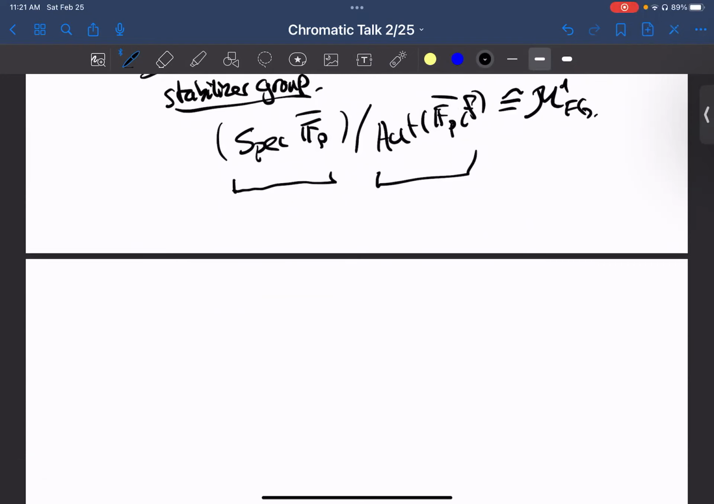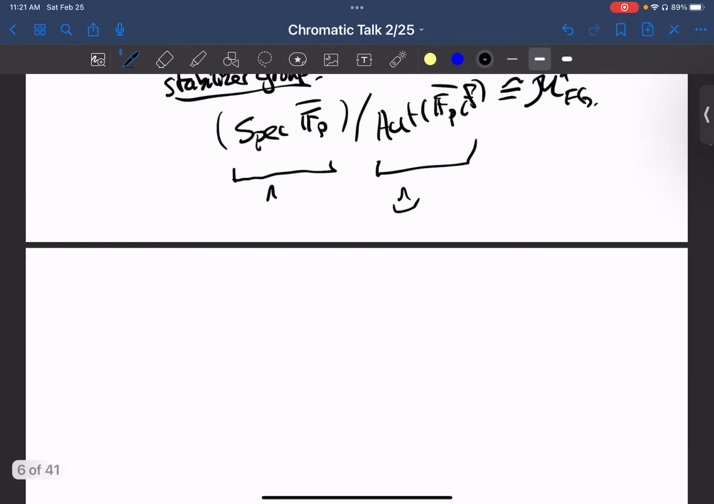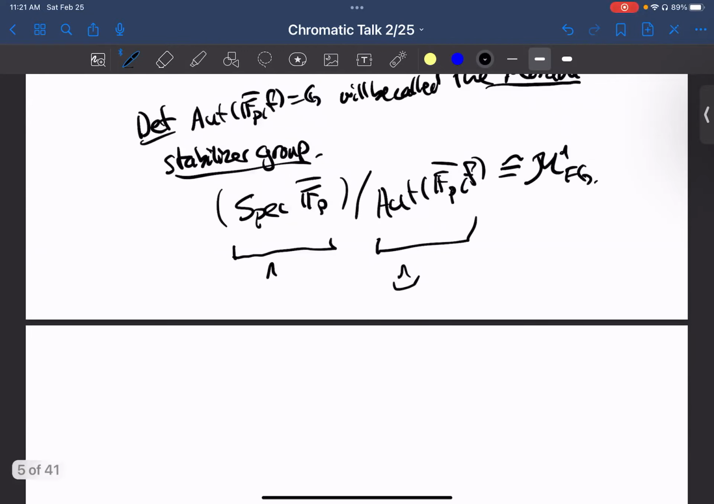So what can we do to try and figure out what this guy here is? Because we understand what Spec FP bar is. So if we understand this group, then we can have some hope of classifying this M_n^FG, of what this guy looks like. So we need to continue to look at what this here actually is.